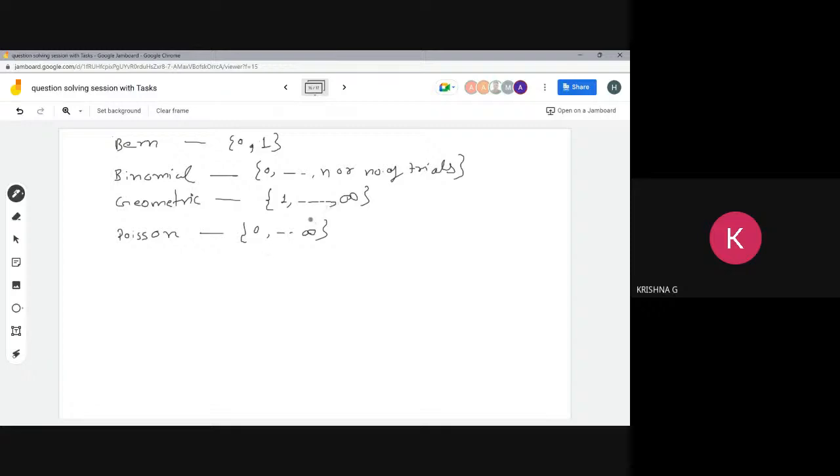And Poisson is time dependent. Poisson is the number of people visiting the shopping mall. Just a simple example. Always take this example and keep it with you, then it will be clear. Number of people visiting the shopping mall might be zero, it might be infinite.